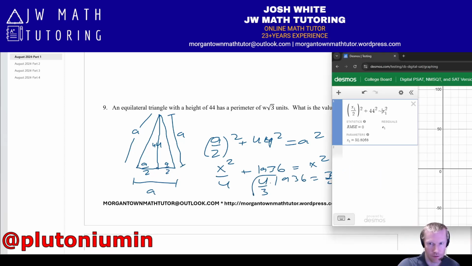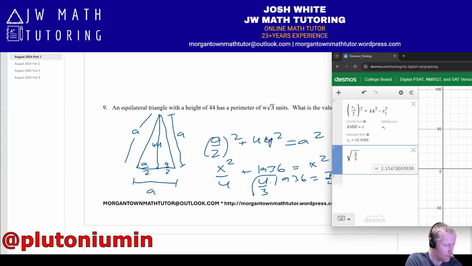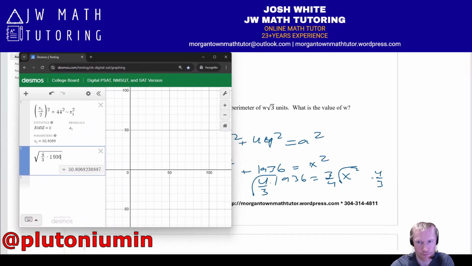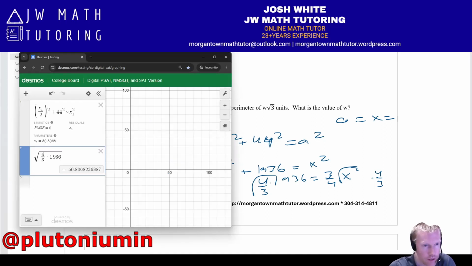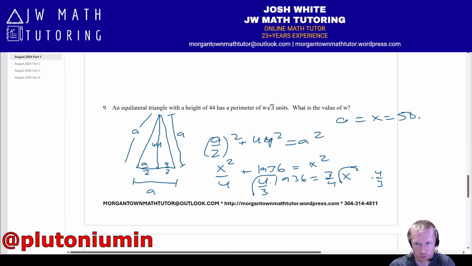So the point is, if you now type in the square root of 4/3 times 1936, here is the full exact value, all right? So that's the value of x or a, whatever in my diagram, all right? Like 50.8068.